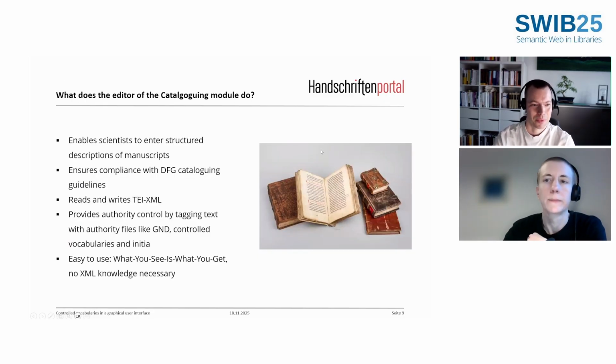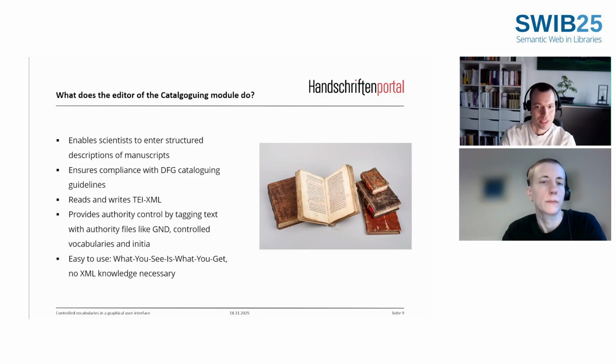Thank you. So what does the editor of the cataloging module do? It enables scientists to enter structured descriptions of manuscripts. It ensures compliance with the cataloging guidelines of the German Research Foundation, which published requirements for how scientific manuscript descriptions have to be structured. It reads and writes those descriptions as TEI XML. It provides authority control by tagging text with authority files like the GND, our vocabularies, and Initia. And it's easy to use. The editor is a what-you-see-is-what-you-get editor. No XML knowledge is necessary to operate it.